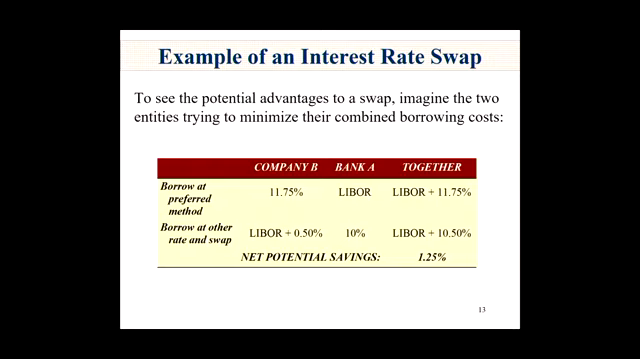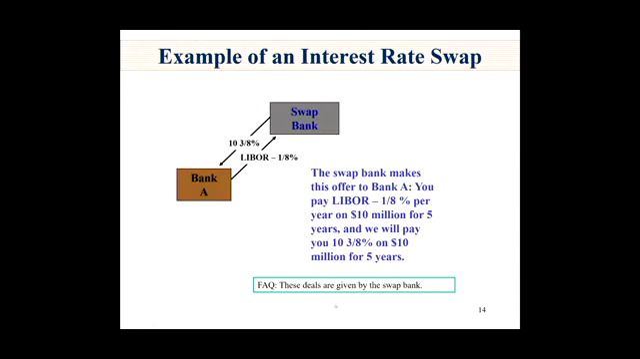So wouldn't it be good if they could borrow and then swap? One could borrow fixed and swap. One could borrow floating and swap. Is that all right? So how can we get them to swap the loans? We're going to go to the swap bank. The swap bank will come up with a deal for each of those, for Bank A and Company B.